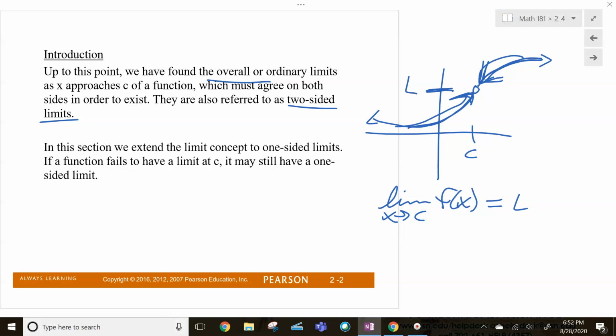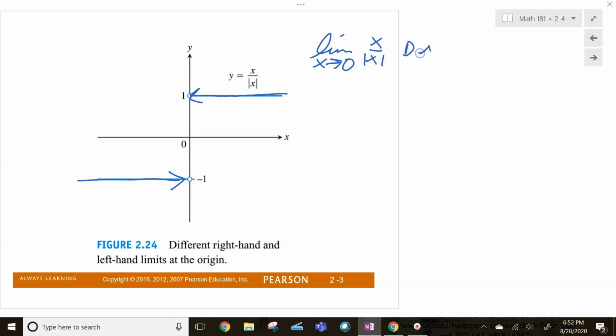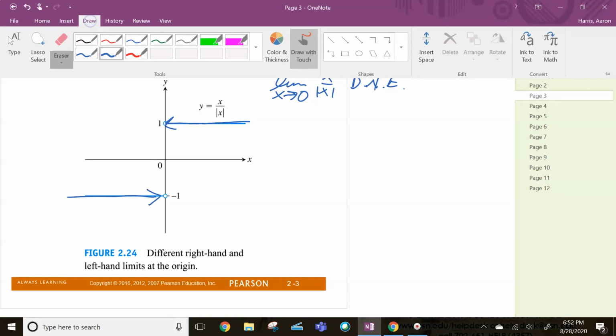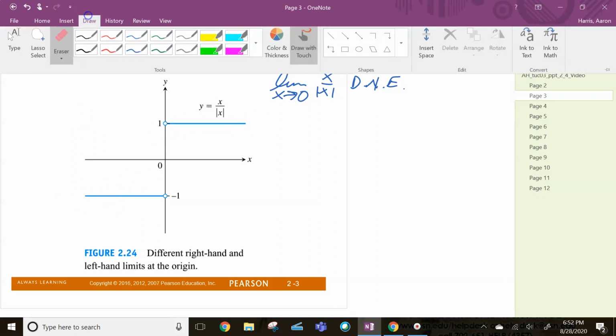So if a function fails to have a limit, it may possibly still have a one-sided limit. Let me give you an example that we looked at in one of the other videos. Here, as you approach 0 from the right, if I'm looking at the limit as x approaches 0, from the right it's 1, from the left it's -1. This does not agree. So for this function, the overall limit does not exist. Now, what if we just look at one side instead?